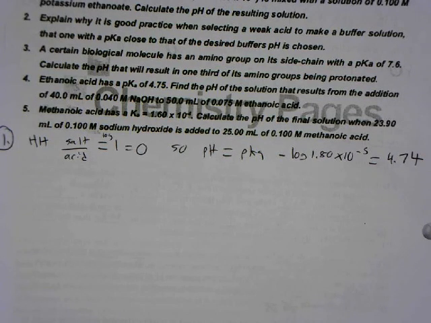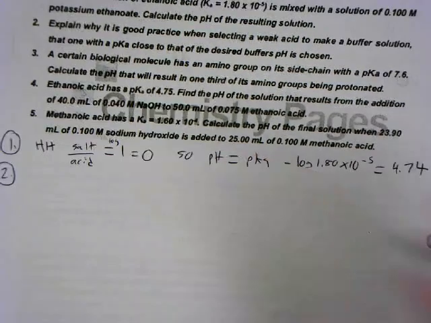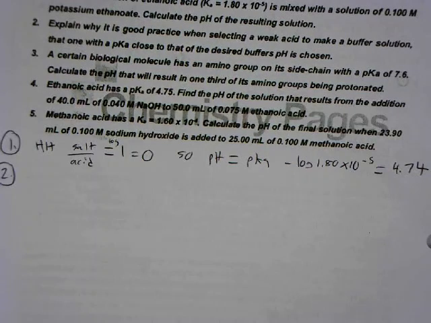So on that one, it's a buffer, so Henderson-Hasselbalch. My concentrations are the same, so something divided by itself is 1. The log of 1 is 0. That gets rid of the second part of Henderson-Hasselbalch, which means pH equals pKa. So you just have to know all the shortcuts. Or you can just do the whole thing and still get the same answer.